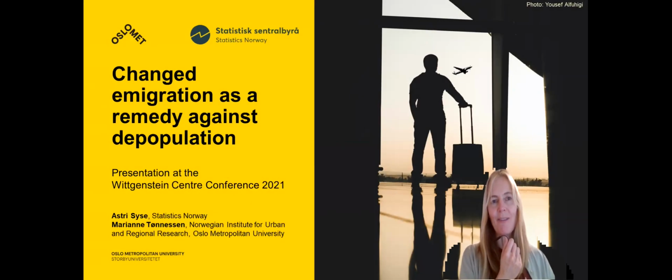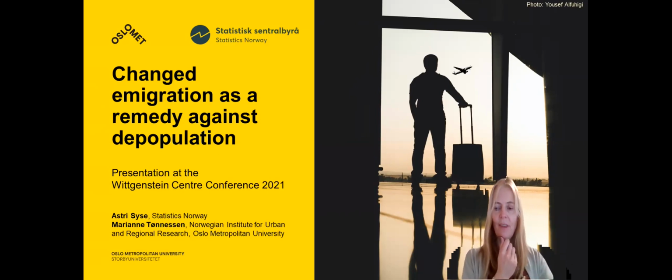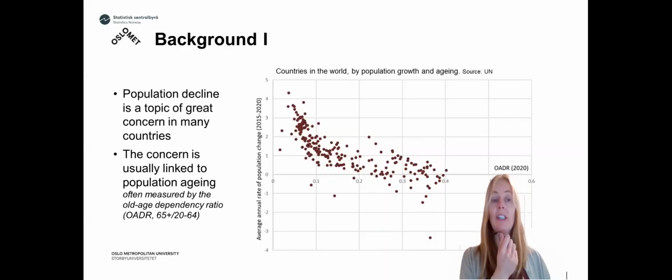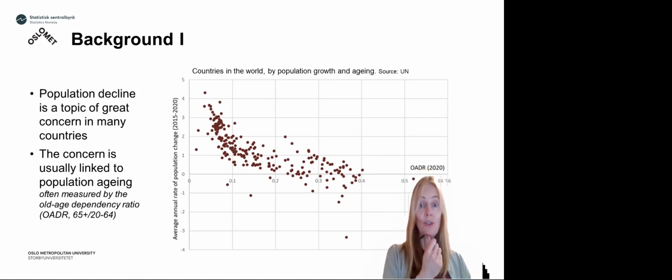This is a paper I'm currently working on with Astri Syse from Statistics Norway, and it's about how or whether changed emigration can be a remedy against low or negative population growth and aging. And I guess most of you know the background well. Population decline is a topic of great concern in many countries, and the concern is usually linked also to population aging, and the figure here shows the correlation between aging and population growth.